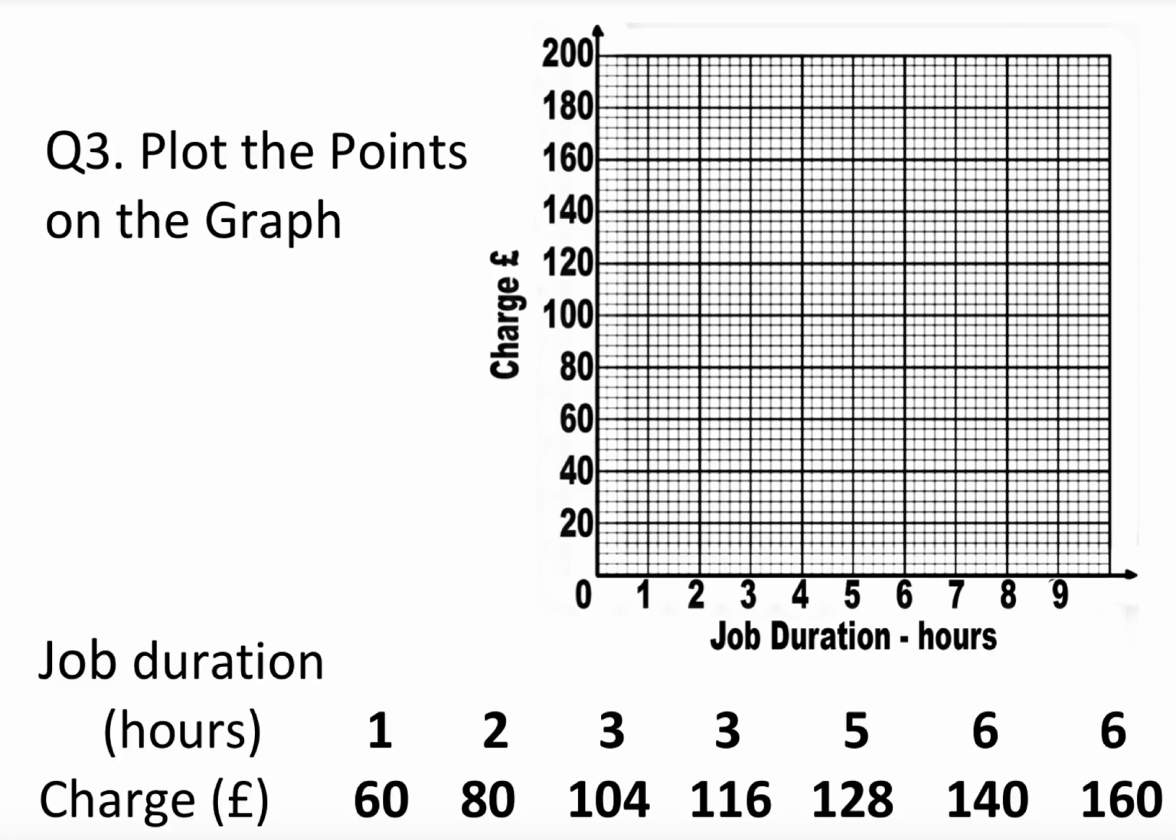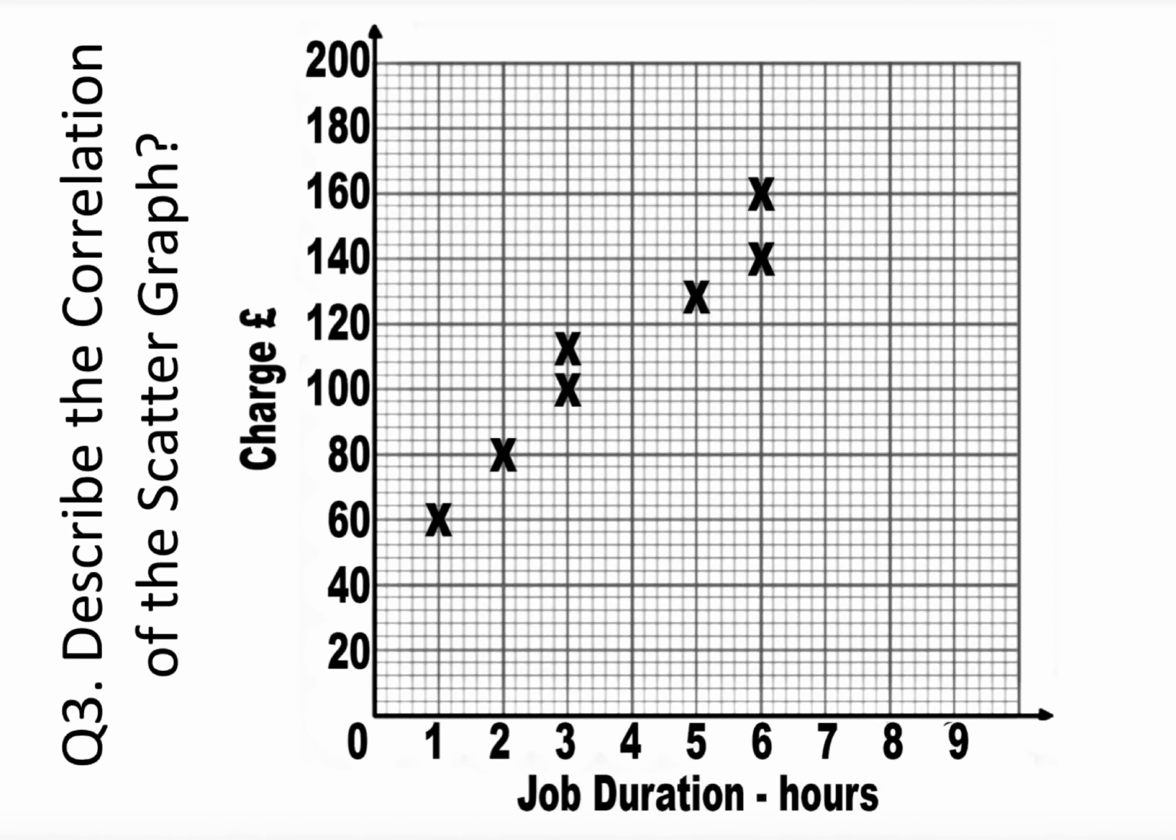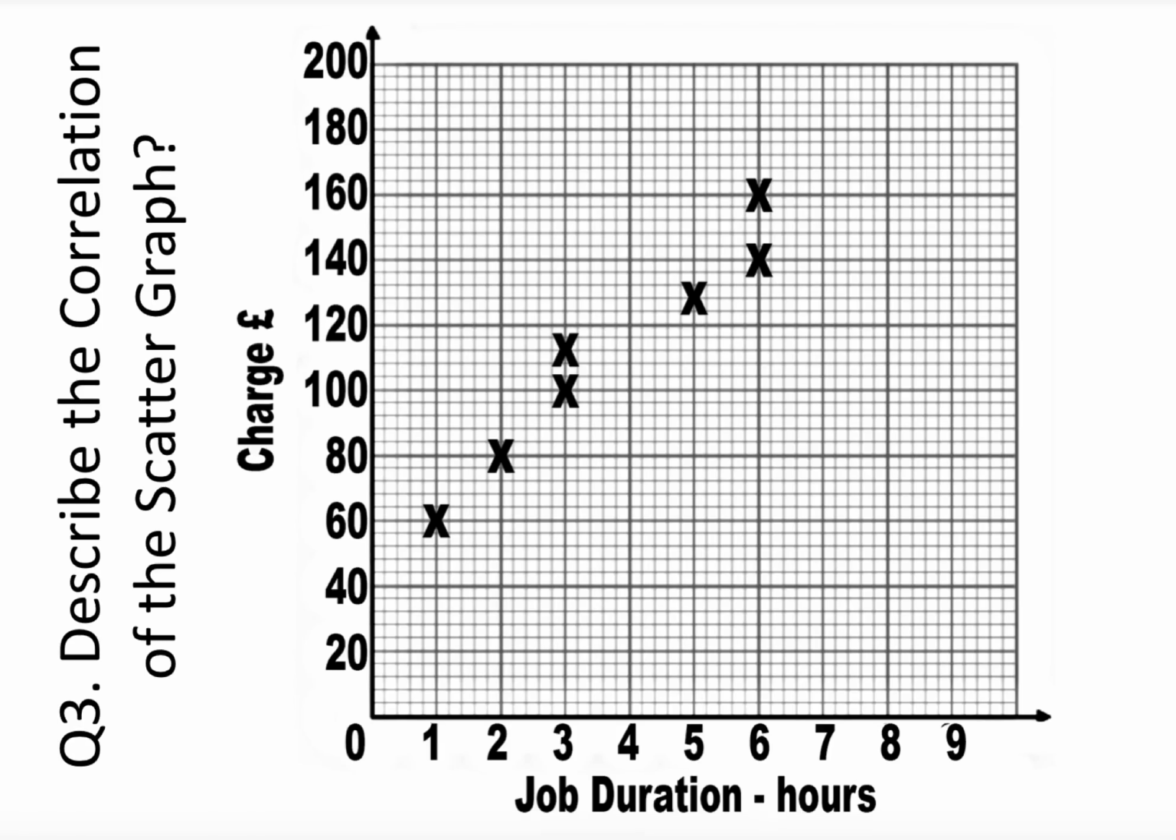Along the bottom we've got job duration in hours. So if a company was to do a job and that took them so many hours, how much would they charge for that job? We've got a set of values down the bottom here, all along here. The question is you need to plot those on the graph. You can actually do that, or I've actually done it for you on the next page. As you can see, I've plotted the values on the graph.